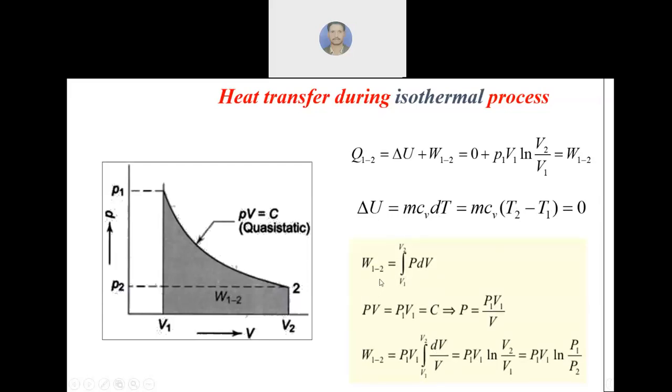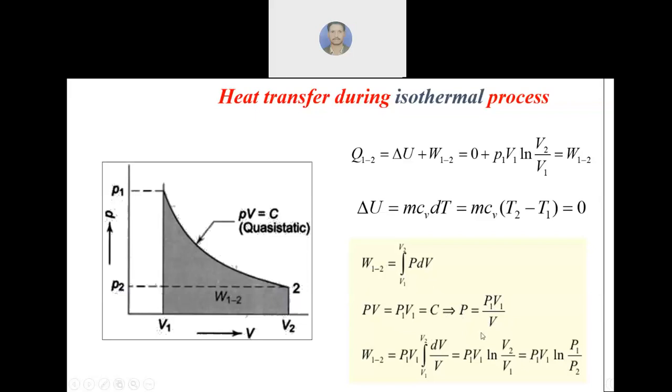Now, look carefully. Work done is given by the integration of PdV. Now, you know PV equals constant, which means P1 V1 equals P2 V2 equals P3 V3 and so on, equals constant. From this relationship, what can you get? P is nothing but P1 V1 divided by V. Put this value of P here, substitute it in this equation.